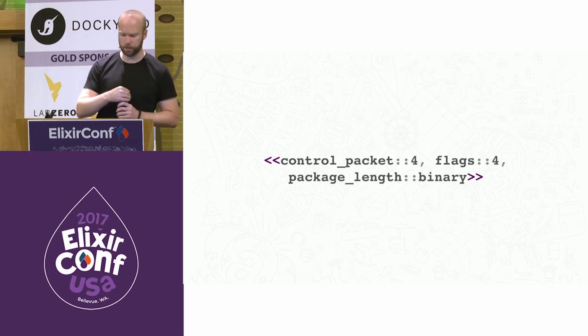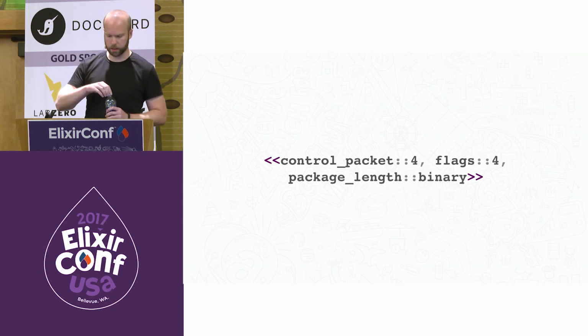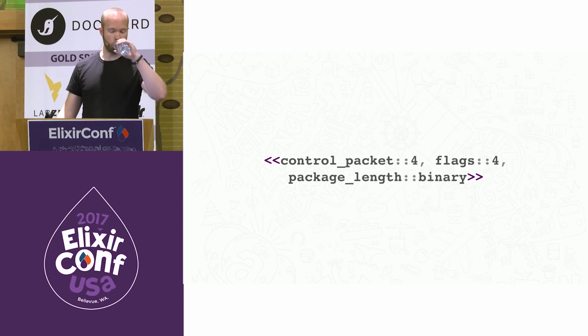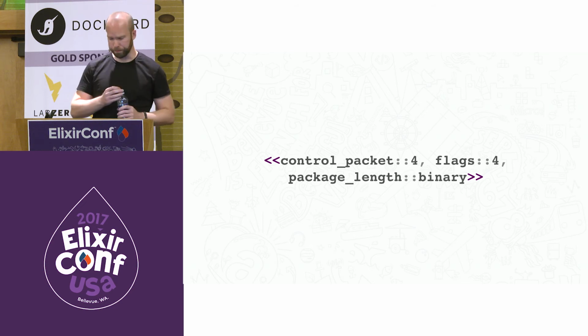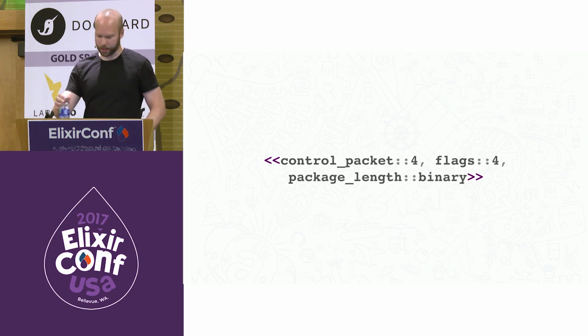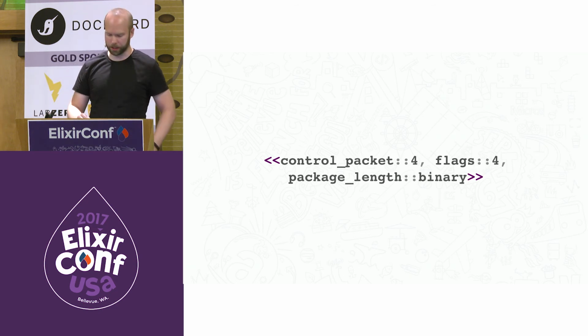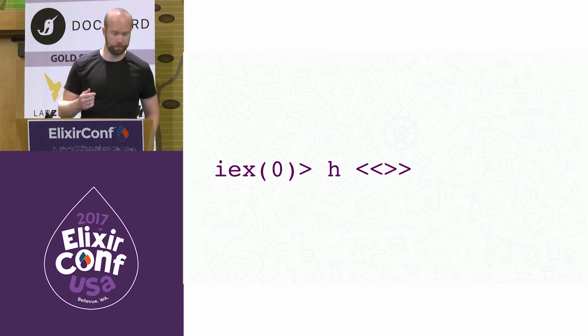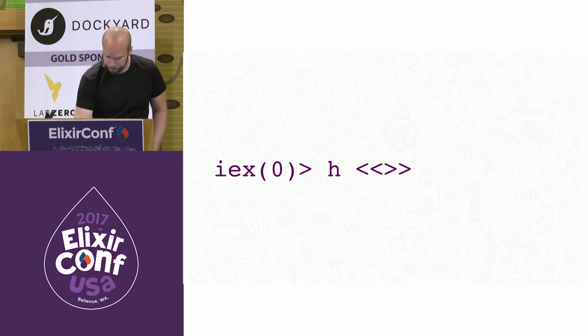Notice that there's only 4 bits for the control packet. That means there's only 16 possible message types in the protocol. That means the protocol is pretty stable because I showed 14 before, so it's not like there will be much changes to that in the future. So more information, bless you. More information about the binary pattern matching is available in the Elixir manual. It's a pretty good manual page.